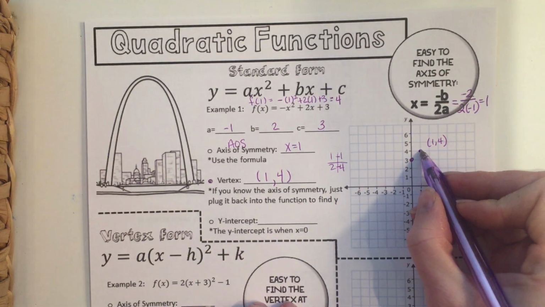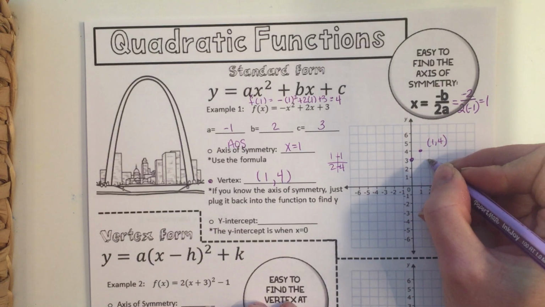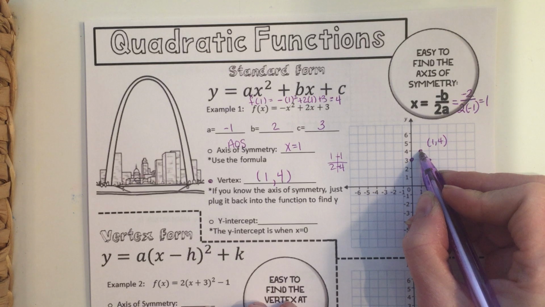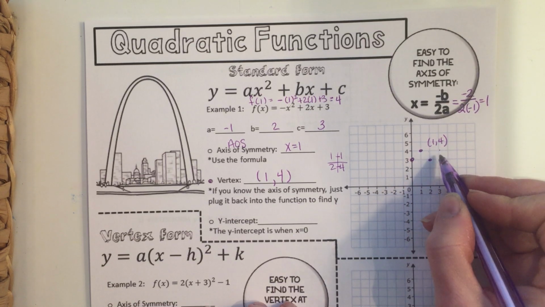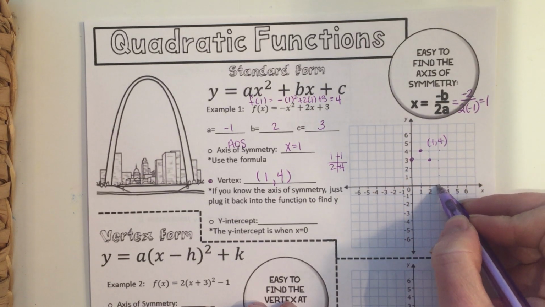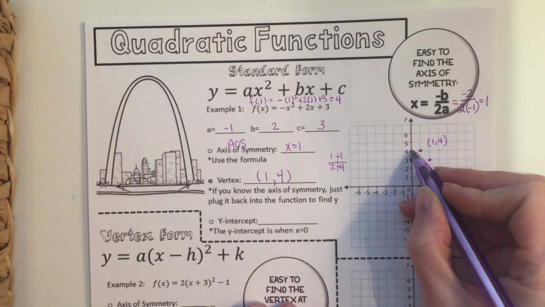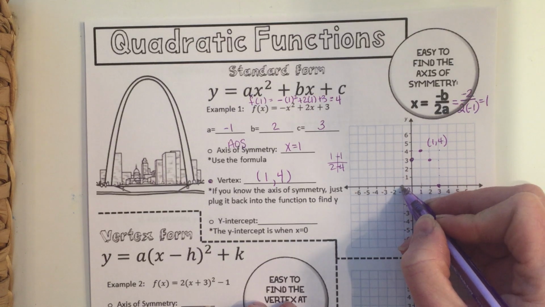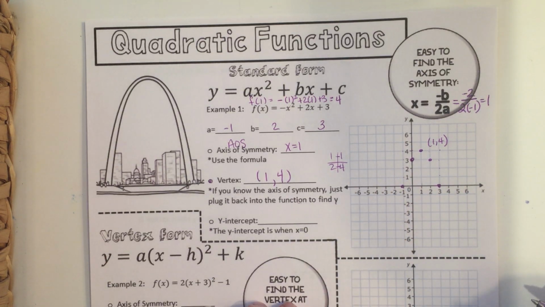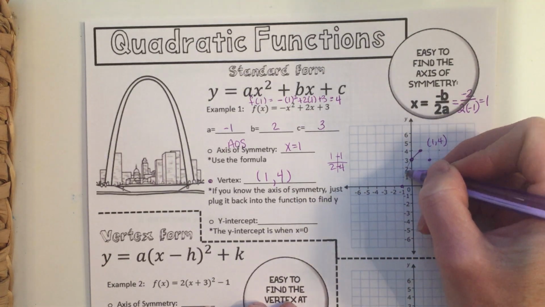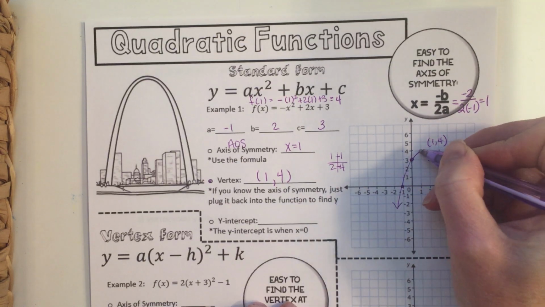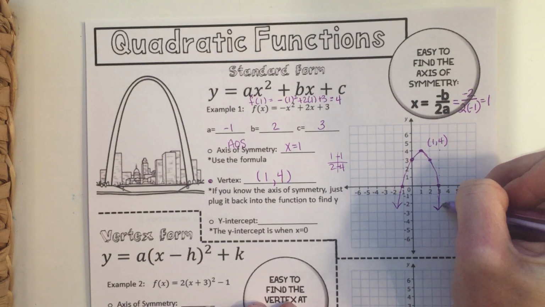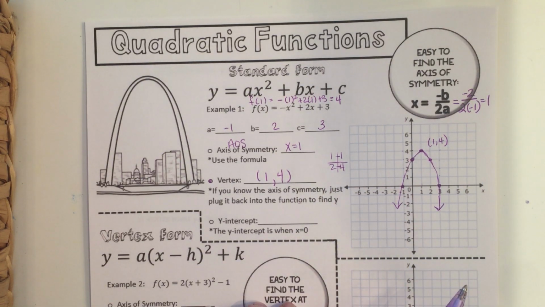So let's start at my vertex and go 1 to the right, 1 down, 1 to the left, 1 down. Let's go back to my vertex and go 2 to the right and down 4. 1, 2, 3, 4. And then let's go 2 to the left, 1, 2, and down 4. 1, 2, 3, 4. And now we have 5 points and we can draw in our parabola. So we'll just draw in our parabola, putting arrows on the end because our parabola continues forever. And then this would be my parabola drawn.